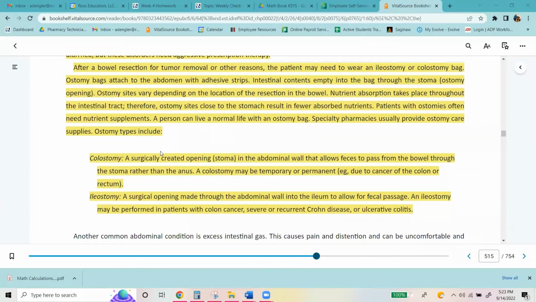The types include a colostomy bag, a surgically created opening in the abdomen wall that allows feces to pass from the bowel through the stoma rather than the anus. A colostomy may be temporary or permanent due to cancer of the colon or rectum. An ileostomy bag is a surgical opening made through the abdominal wall into the ileum to allow for fecal passage. An ileostomy may be performed in patients with colon cancer, severe or recurrent Crohn's disease, or ulcerative colitis.